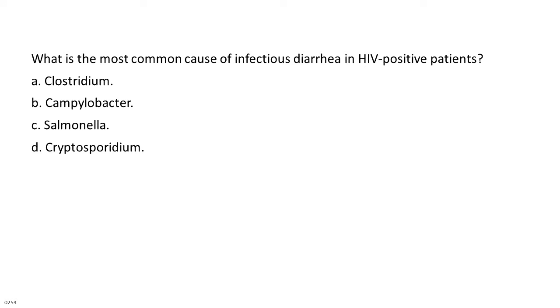What is the most common cause of infectious diarrhea in HIV-positive patients? A. Clostridium. B. Campylobacter. C. Salmonella. D. Cryptosporidium.